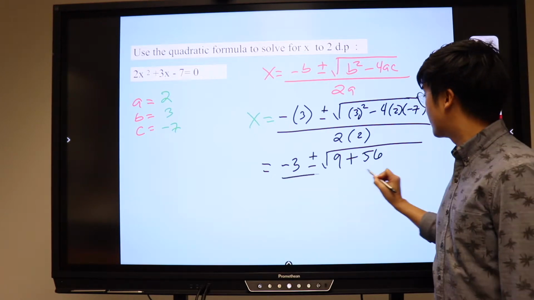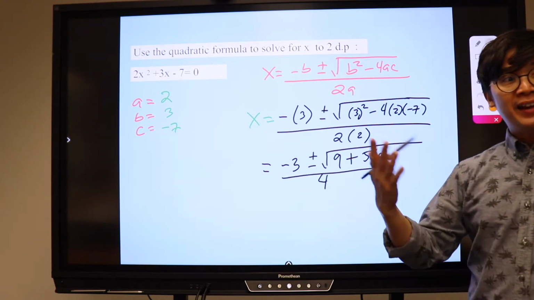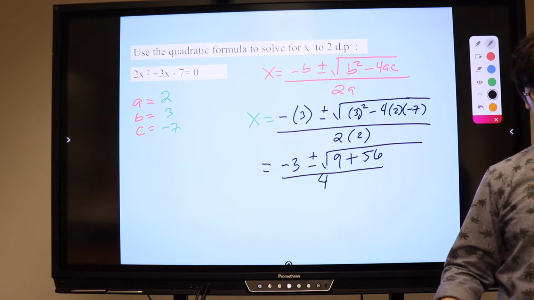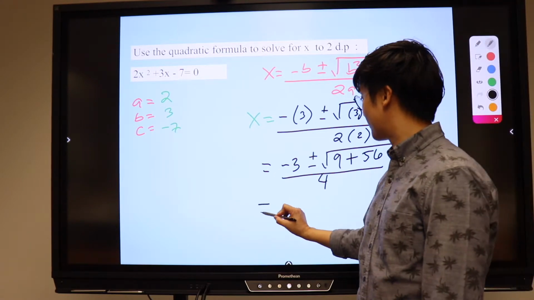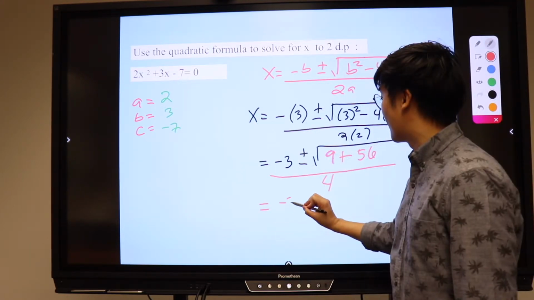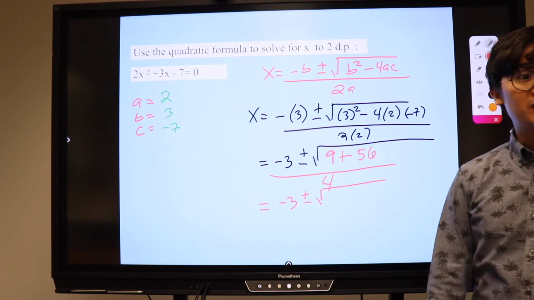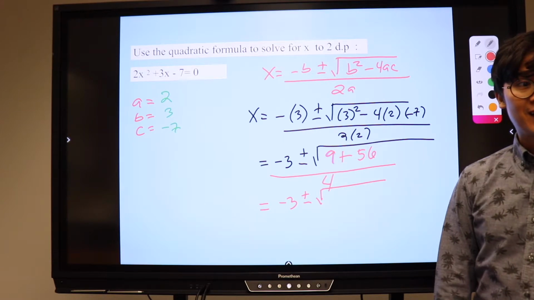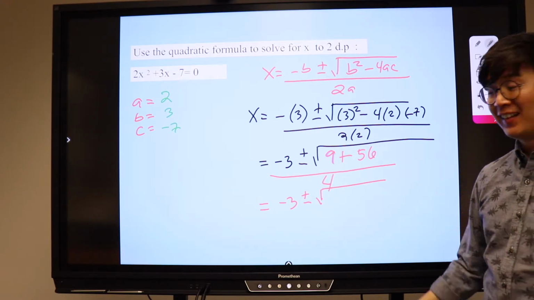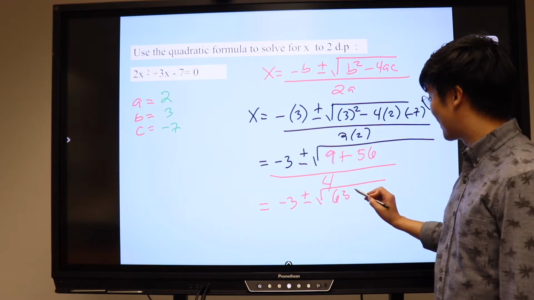56 over 4. And now the formula is becoming smaller and smaller, right? So let's continue. Now let's simplify this. What is 9 plus 56? 65. Right? So are we right the first time? Yes.